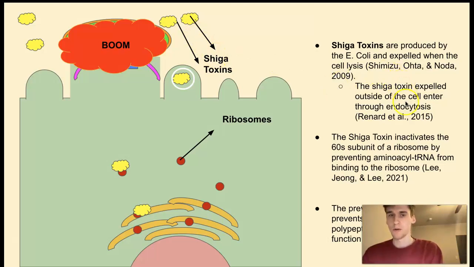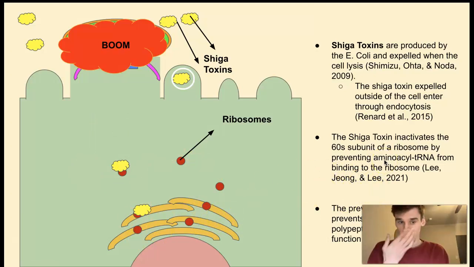Okay, and so once these Shiga toxins get expelled to the extracellular matrix, they're going to try to go back into the cell, and the way they do this is through endocytosis. So the host cell will absorb some of these Shiga toxins, and then the vacuoles, or vesicles, will start bringing these towards the ribosomes and the rough ER, as well as the Golgi apparatus. But I really just focus on the ribosomes for this interaction.